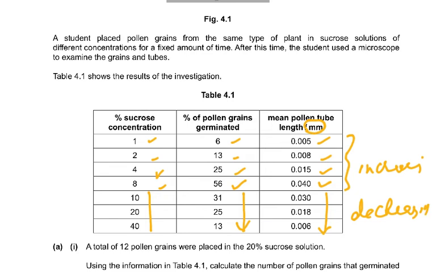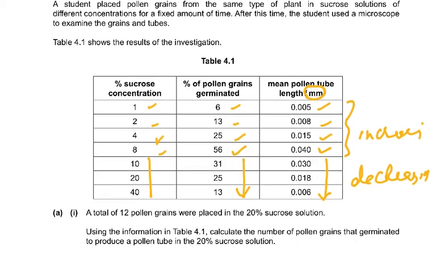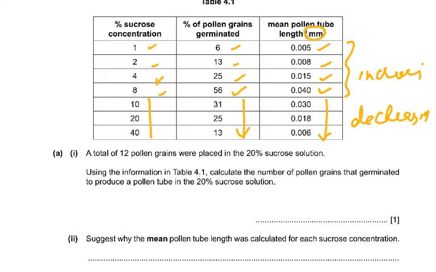So a total of 12 pollen grains were placed in 20% sucrose solution. Using the information in table 4.1, always look at it. Sometimes you look at the wrong one. Sometimes figure 4.1 and table 4.1. Be careful in that as well. One of the students on your YouTube has commented that, Miss, could you please help us to solve the paper 2s? So you must understand, when I am explaining these to you, I expect you to make notes of this and remember these things when you're doing a paper 2.